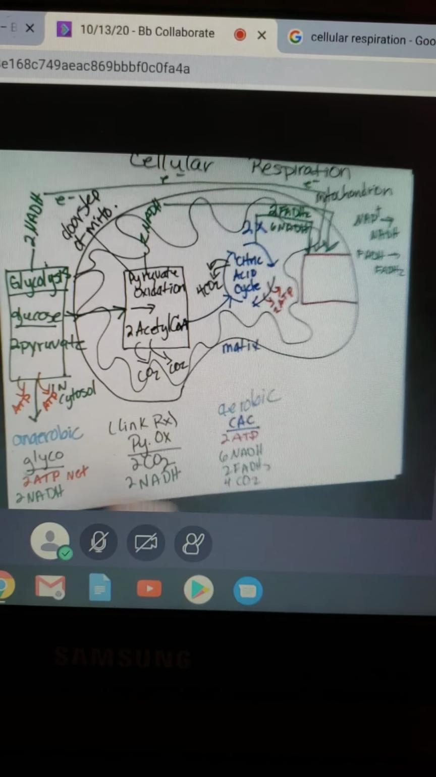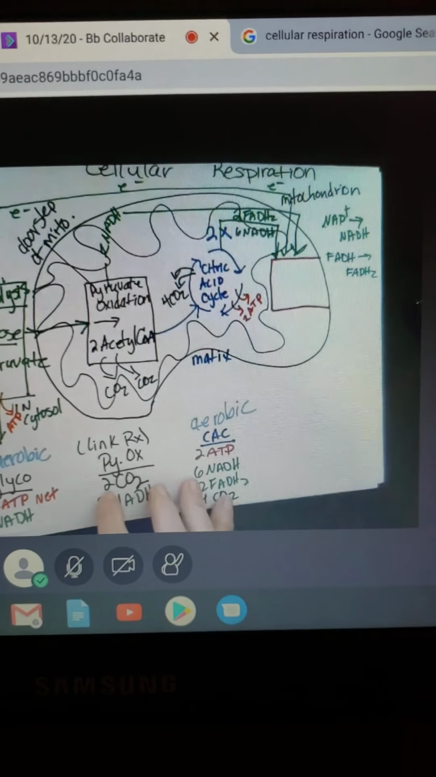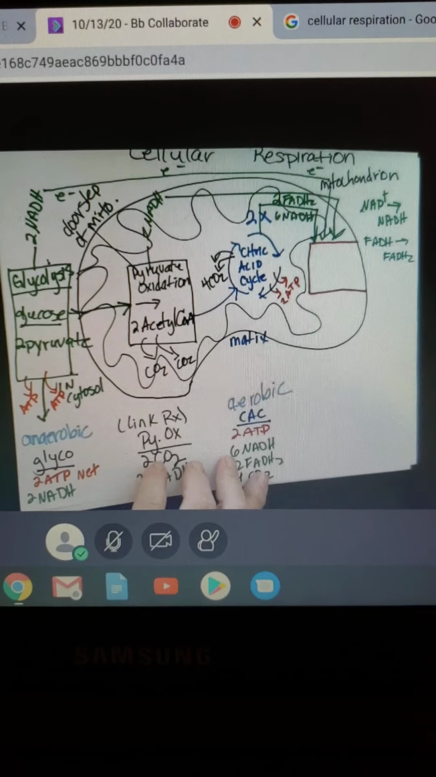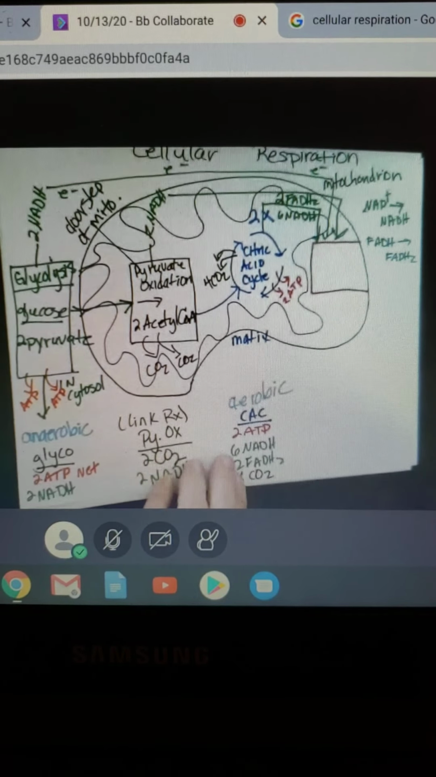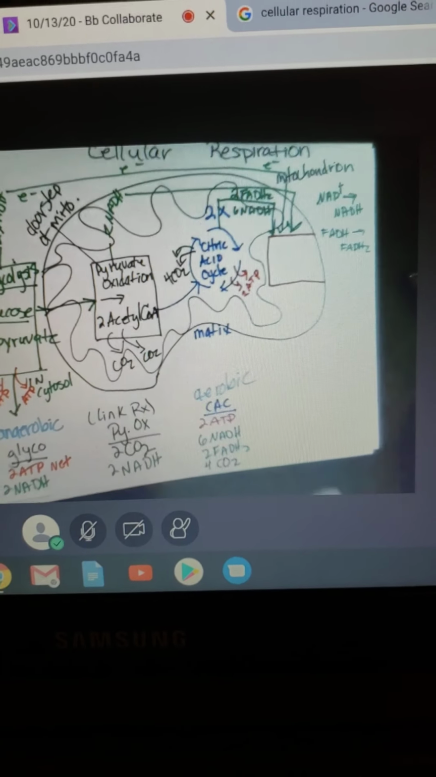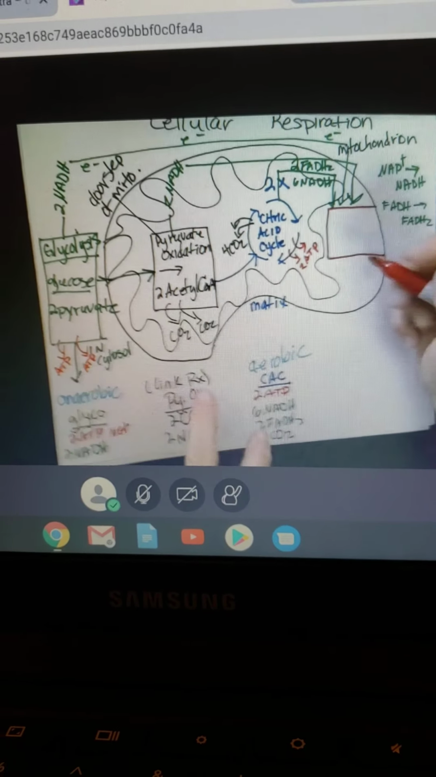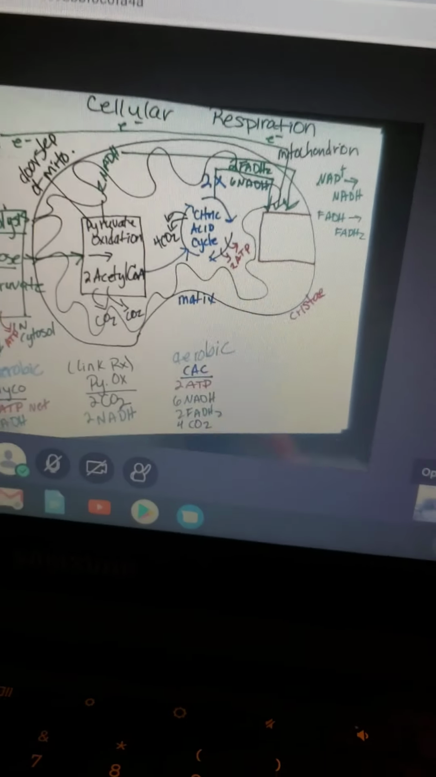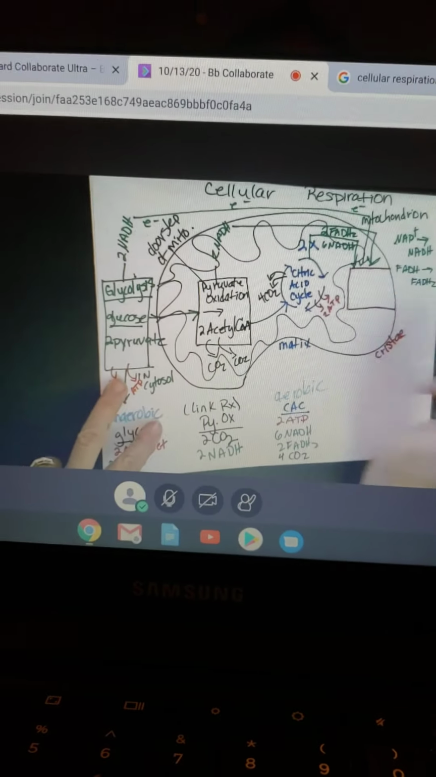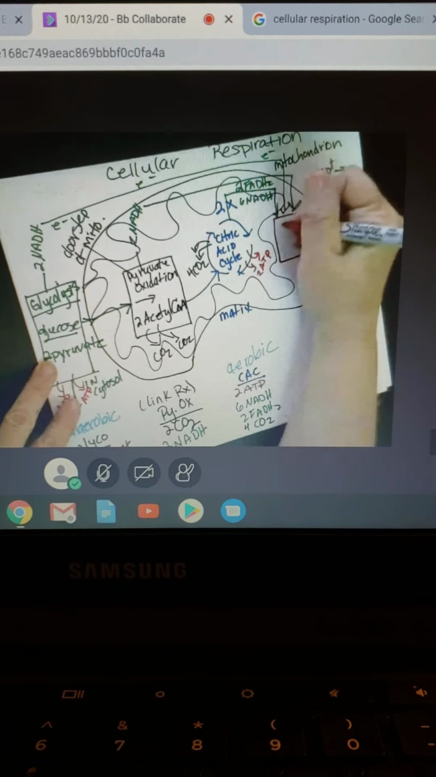Now, any guesses on what all this squiggly stuff is in here that I put on this structure of a mitochondria? Cristae. So we are actually sitting on the cristae here, okay? So this is occurring on the cristae of the mitochondria, which is the inner membrane, all right? And so we've been taking all these electrons over here and transporting them to what we call the electron transport chain.